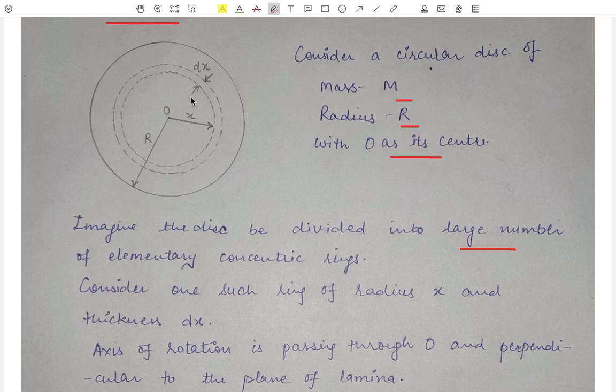Now, we have to integrate the moment of inertia of the ring between the limits. Now, what will be the limits? The smallest ring that we can take is of radius x equal to 0. Therefore, this will be the lower limit, and the maximum radius of the ring we can take is r. Therefore, the limits of the integration will be from x equal to 0 at point O to x equal to r at the circumference of the disk.